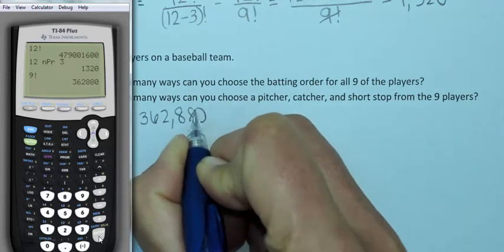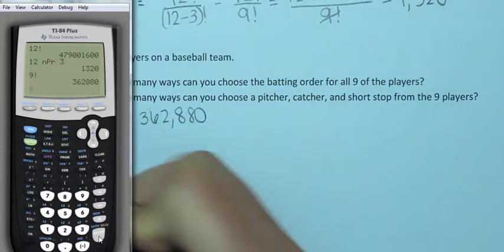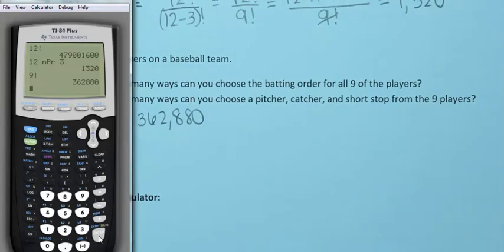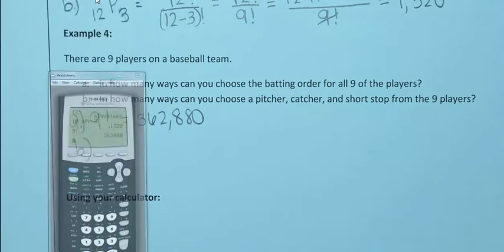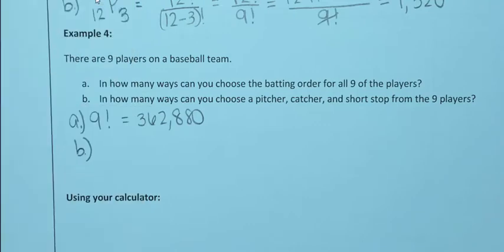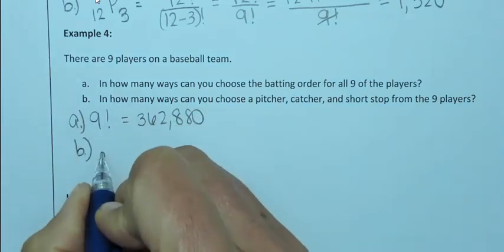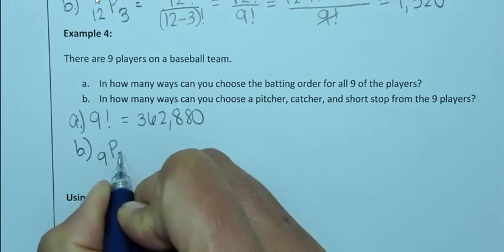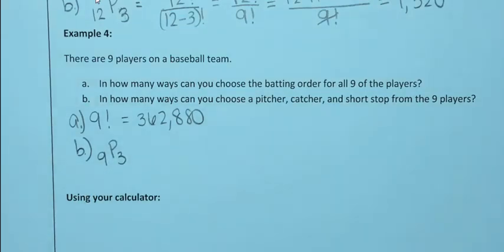362,880. Now for B, I need to choose a pitcher, a catcher, and a shortstop from the 9 players. So this is one of those situations where I don't care about the ordering of all of the players. I just care about the ordering of picking 3 of them. So I've got 9 total. I want to know the permutation of picking 3.